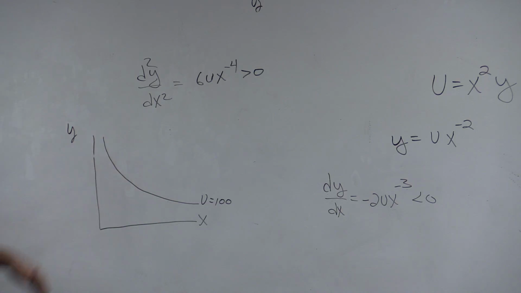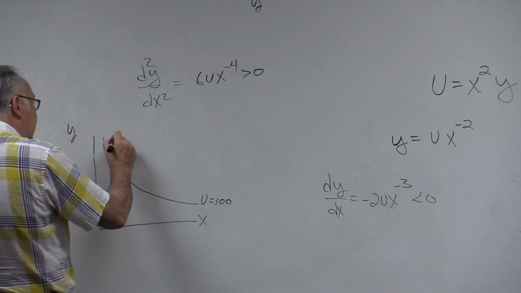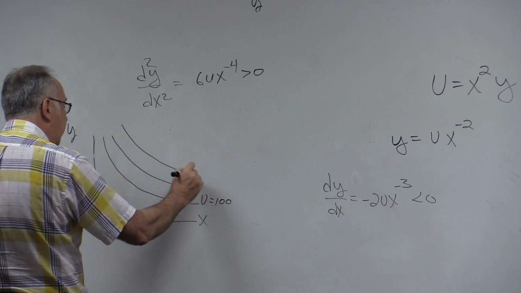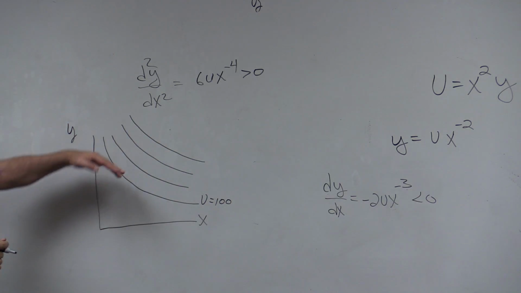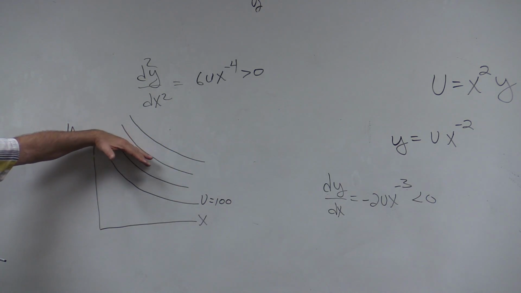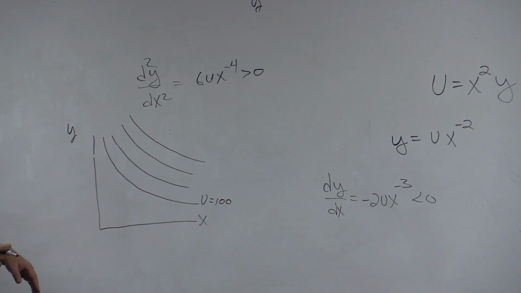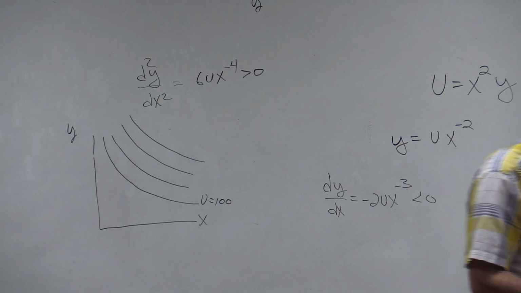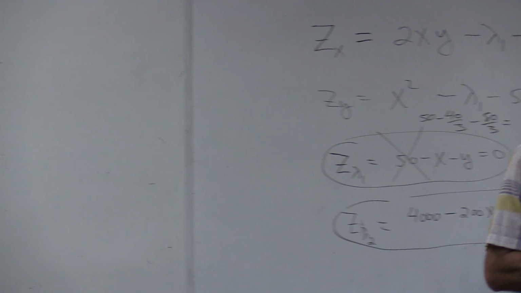And for bigger values of u, the only thing that will change is the indifference curve map. The level will be higher, but it will have the same shape. It always has a negative slope. Second derivative is always positive. So they always look like this. So certainly Ian's indifference curve map has convex indifference curves.